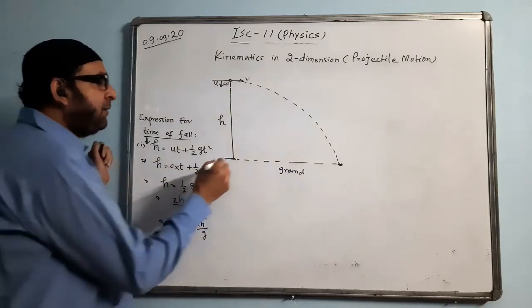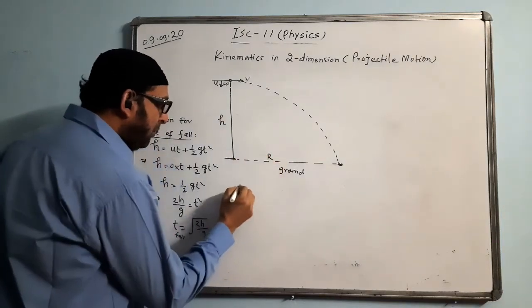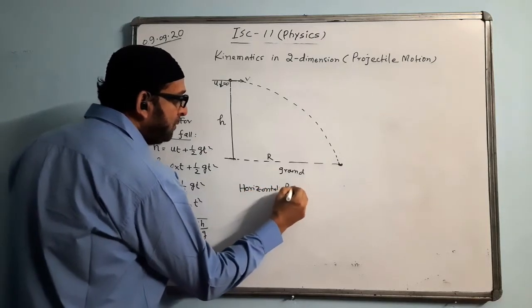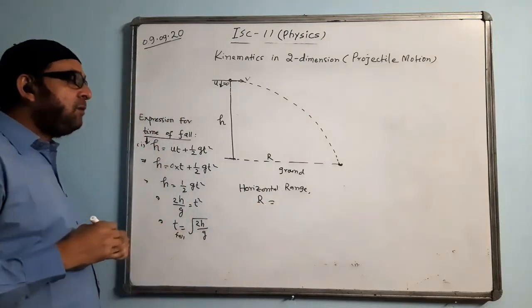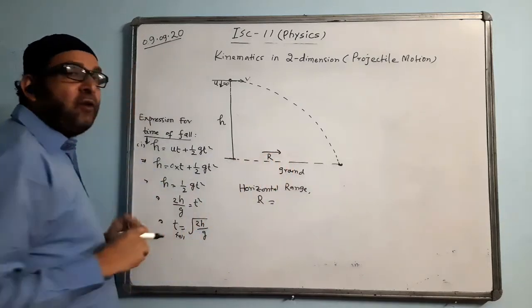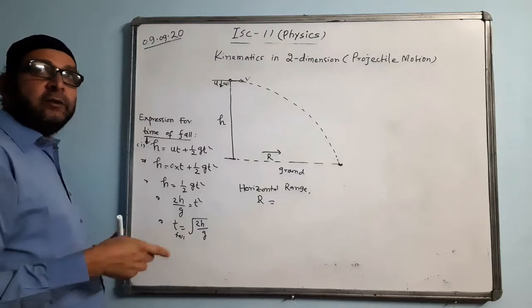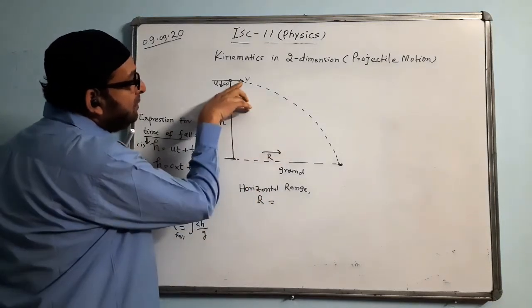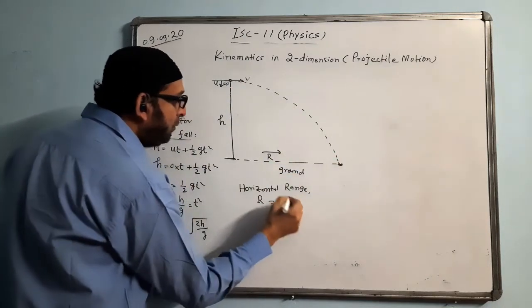Now here also we'll find the range. What is the value of distance covered here? Horizontal range, or only range we can call it, that we are denoting by R. As we know, the horizontal motion is always a uniform motion. So the formula is simple: distance is equal to velocity into time. The distance is R. What is the velocity in this direction? Velocity in this direction is v, which will be the same everywhere. Here we are writing v into t.